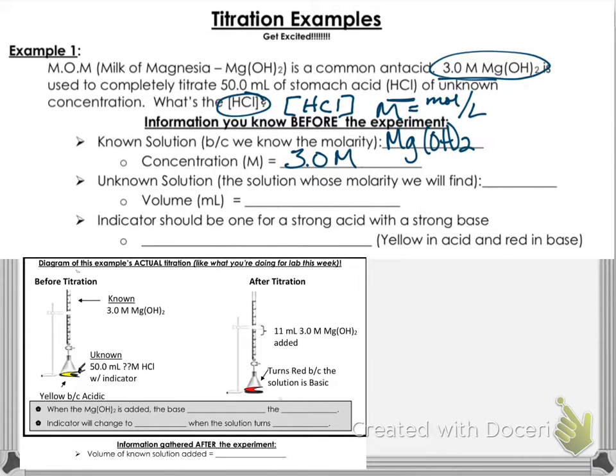Your unknown solution is the one whose molarity we're searching for. In this case, that will be hydrochloric acid. And what you're going to know is how much of it you're using in the experiment. So we are titrating 50 milliliters of that stomach acid.